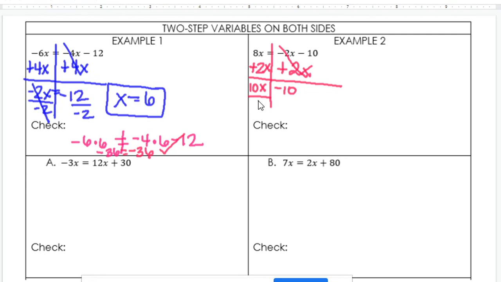Last step would be to divide by 10. Divide by 10, because remember, you multiply or divide. And negative 10 divided by 10 is negative 1.